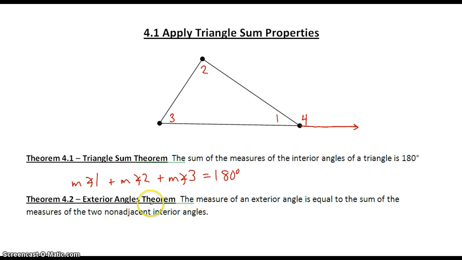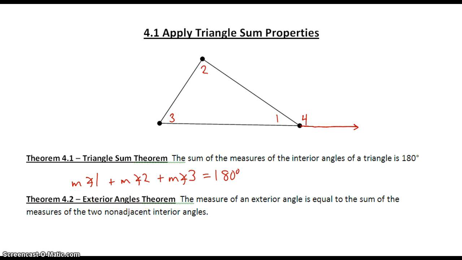The exterior angles theorem says this: the measure of that exterior angle is equal to the sum of the 2 non-adjacent interior angles. Well, non-adjacent means not next to, and interior means inside the triangle. Notice that exterior and interior of the triangle are different than interior and exterior of parallel lines. The words mean the same, but when we apply them to a triangle, we have a slightly different definition.